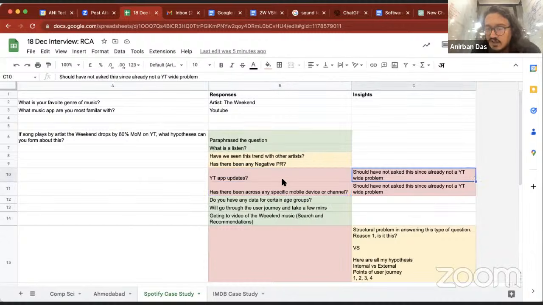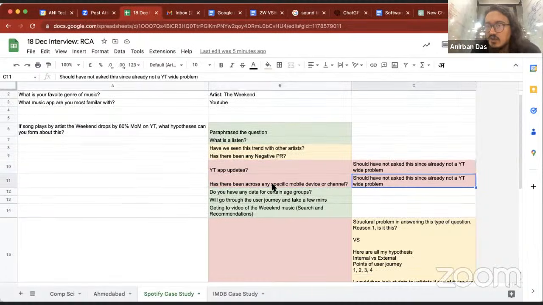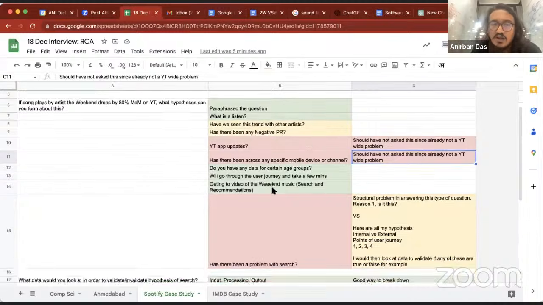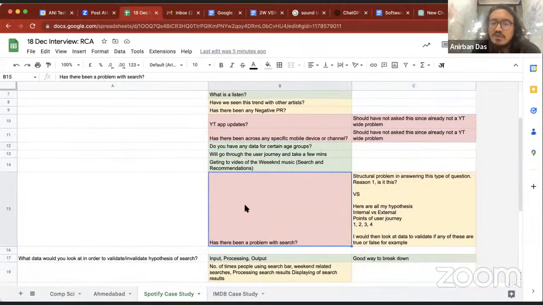So right after I said that there's no problem with app update, the next question that you asked was actually any specific mobile device or channel. So maybe you had written these down in your notes as the possible causes, but you'll need to factor in the information that the interviewer is giving you, and then tweak your answer accordingly, right? Then you looked at, do you have any data for age groups, etc.? Then has there been any problem with search?